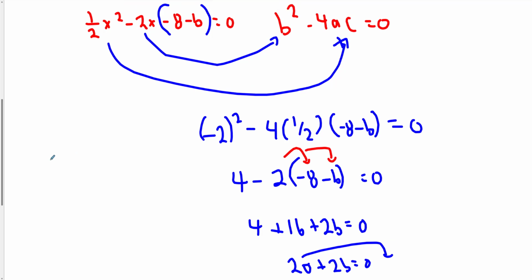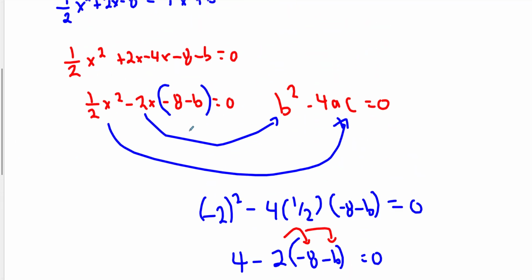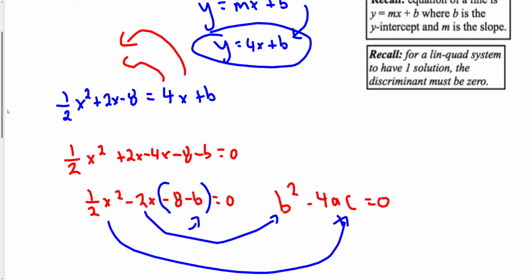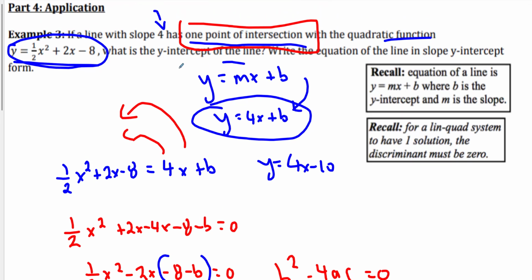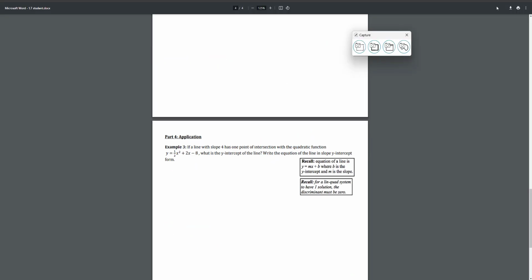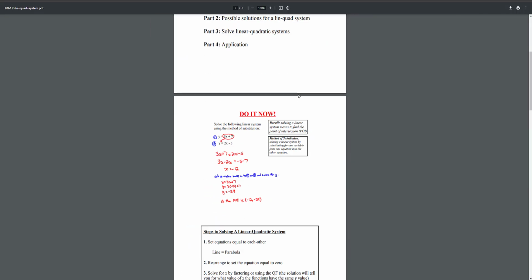That's the answer. Your b value is negative 10, which is the same b value here. So we know the equation is going to be 4x minus 10, and the y-intercept is negative 10. That's the answer.